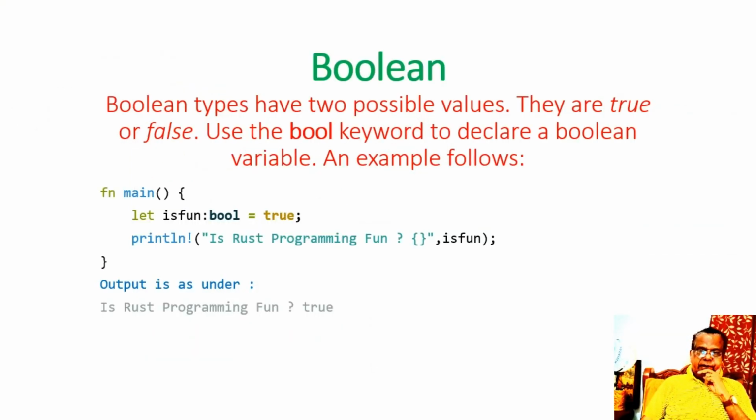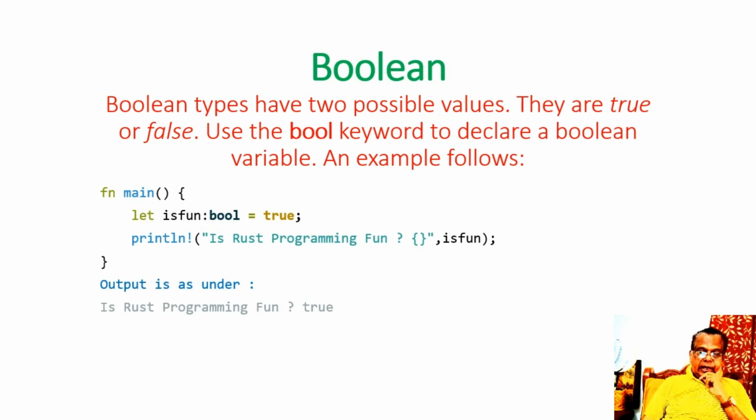Boolean, fine. Boolean types have two possible values, full stop. They are true or false. Use the bool keyword to declare a Boolean variable. You have to use the bool keyword to declare a Boolean variable. A very simple example follows.